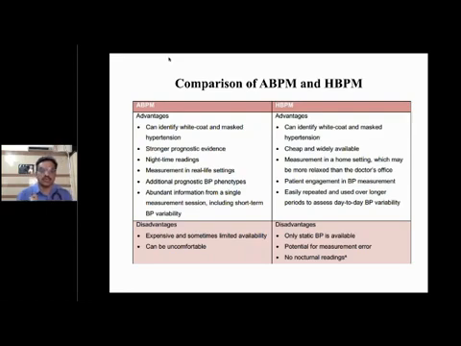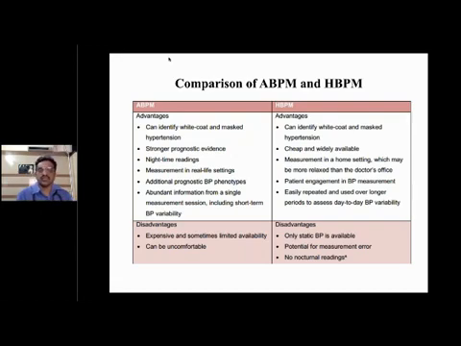They have stronger prognostic evidence. The nighttime readings are taken by ABPM, which is not taken by any office BP or home BP. And this is a measurement in a real life setting in ABPM. So the patient is moving around in the office, everywhere, eating, drinking, and the blood pressure is being measured. We measure the blood pressure every half an hour for the whole day, and in the night every 1 hour. So abundant information and multiple measurements are taken during that single session of 24 hours, and the patient is called back after 24 hours, and the measurements are seen on the computer and recorded.